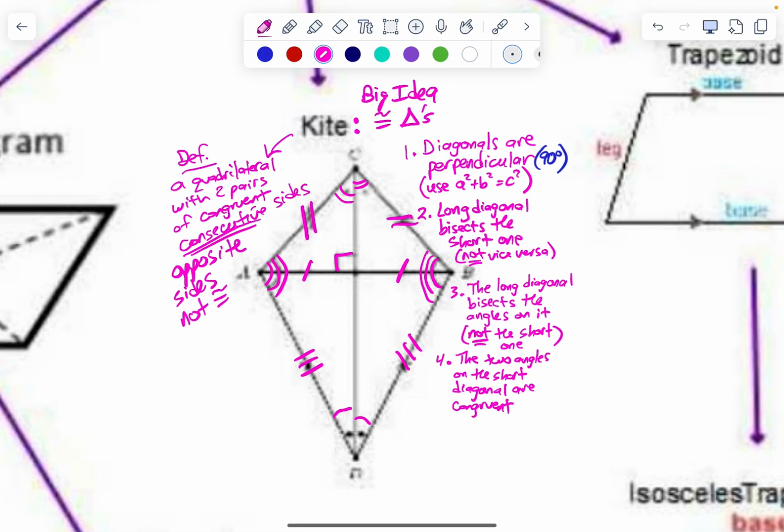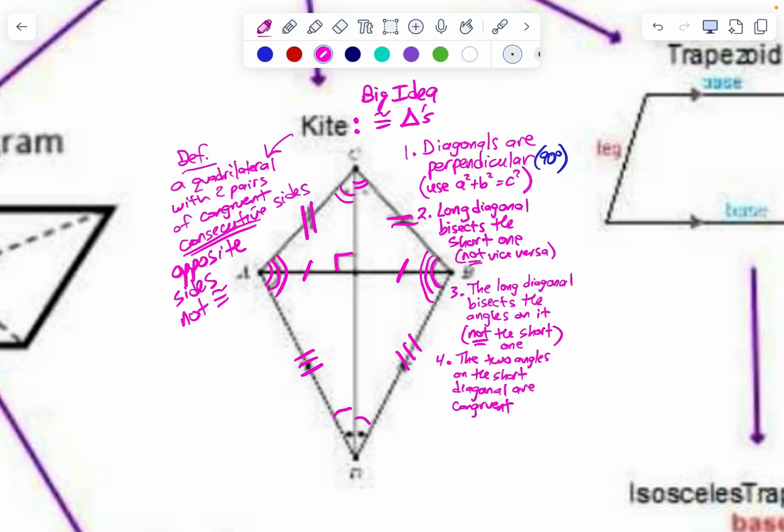Right. So that was our definition. But then we note that we have perpendicular diagonals, which creates 90-degree angles, which creates right triangles, and that means we use Pythagorean theorem quite a bit with kites. Okay, number 2, long diagonal bisects the short one. And usually you can tell which is which. But the other way around is not true. So the short does not bisect the long diagonal.